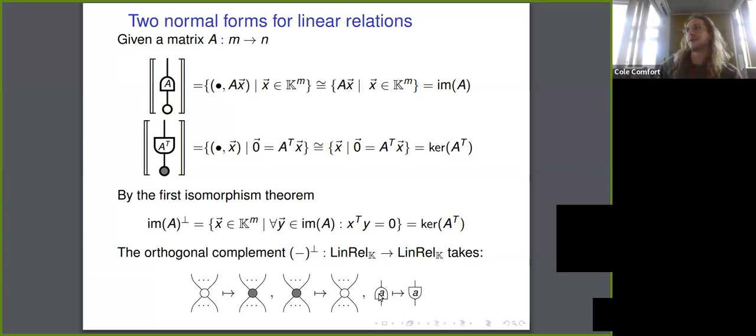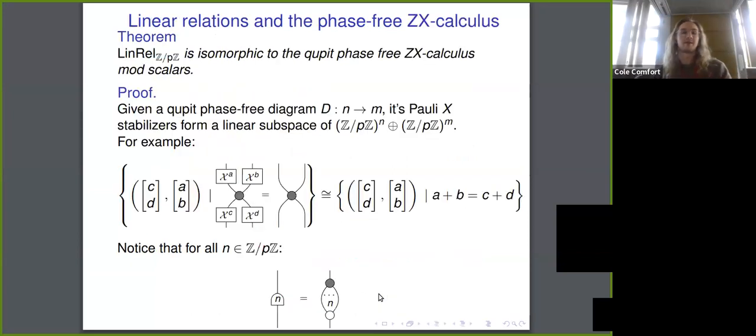So this kind of color swapping rule, which is familiar in the ZX calculus, as the Fourier transform here is actually the orthogonal complement. And this kind of intuitive picture I've been saying, how this looks a lot like the ZX calculus, can be made formal. And that is that if you take the integers mod p for any prime number p, then this is isomorphic to the phase-free ZX calculus up to scalars.